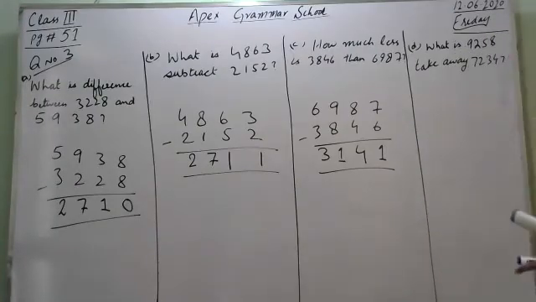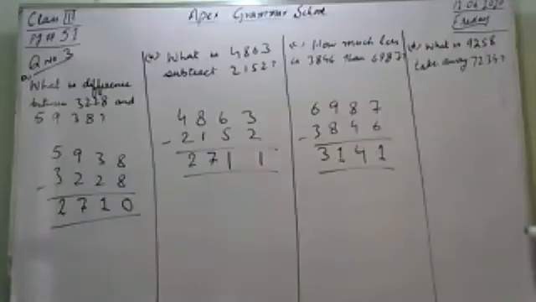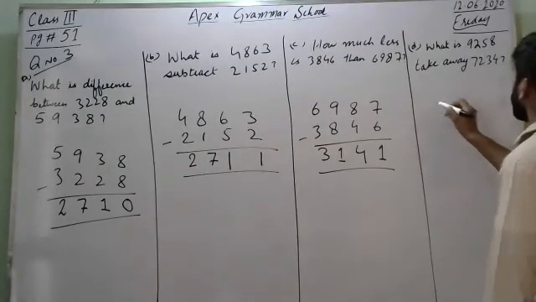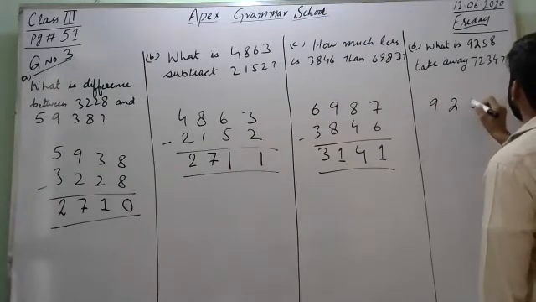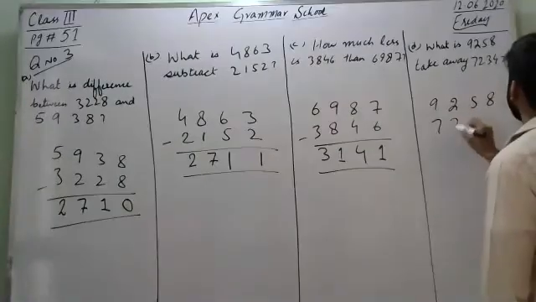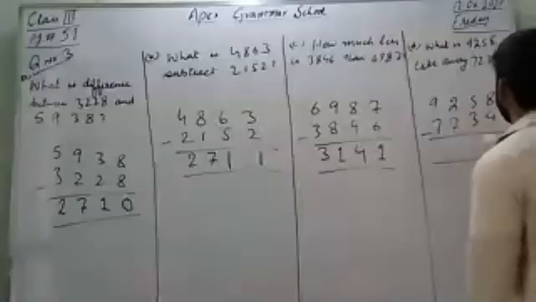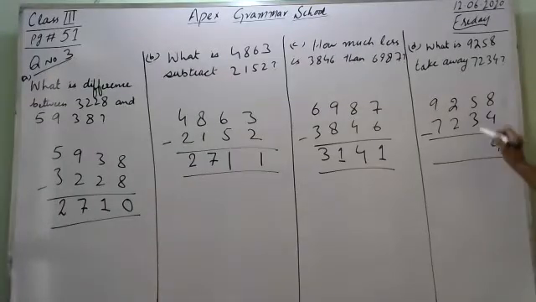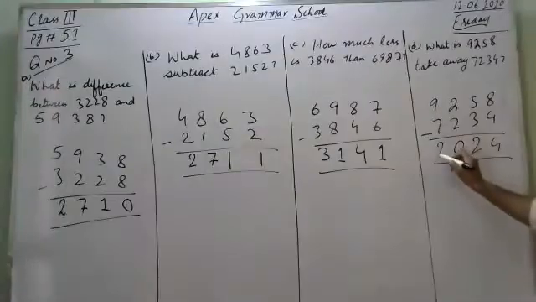D part, what is 9258 take away 7234? 8 minus 4 is 4, 5 minus 3 is 2, 2 minus 2 is 0, and 9 minus 7 is 2.